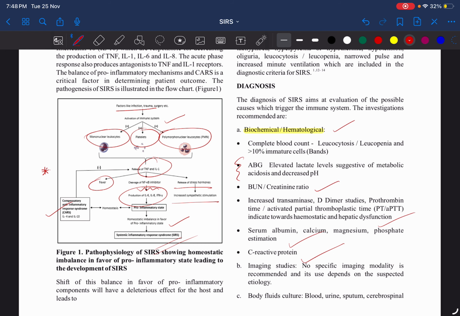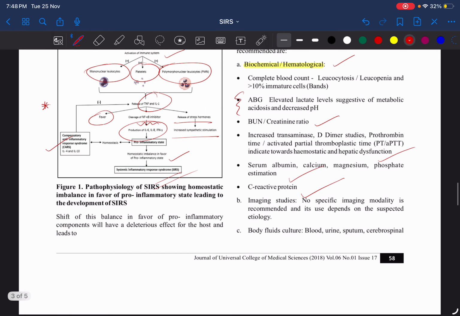Again, it is a marker of sepsis. But what is the best marker of sepsis? It is always procalcitonin. It is not CRP. It is procalcitonin. Okay, we have a new marker that is called suPAR. suPAR is another newly found marker for sepsis assessment.